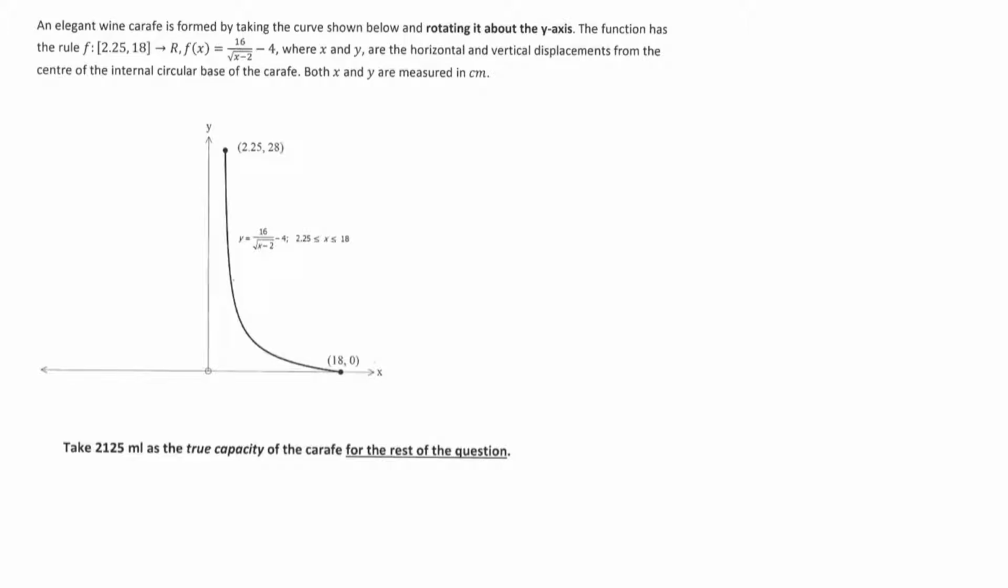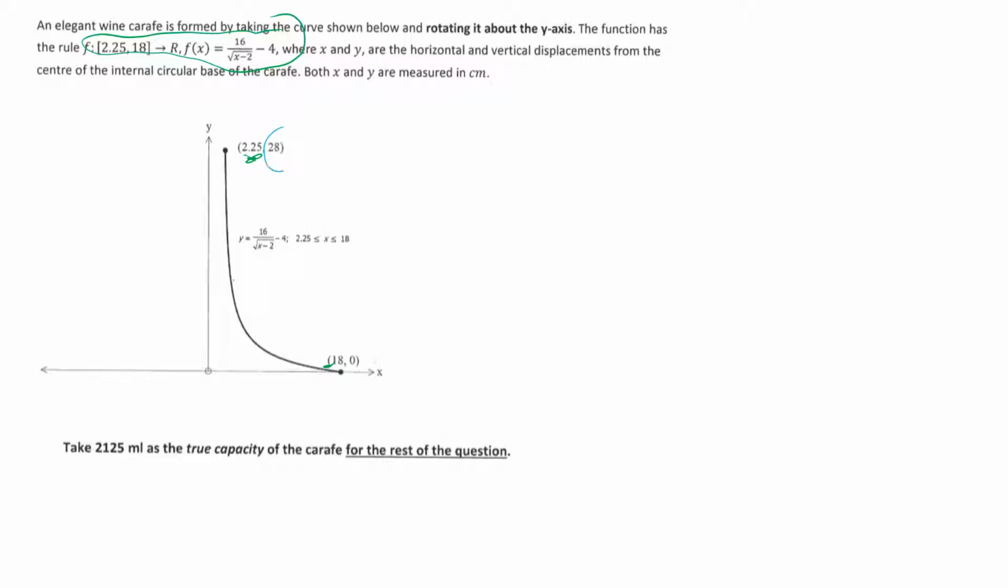Okay, and on to the final question of part 2 of SAC2. So what we have here is a curve given by the rule 16 divided by the square root of (x minus 2) minus 4, from 2 1/4 to 18, and even displayed for you on a set of axes. You didn't have to graph it. And even better than that, I've given you your x coordinates and your y coordinates, which is particularly helpful.